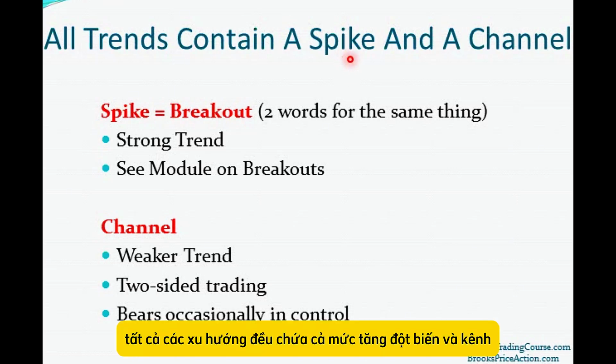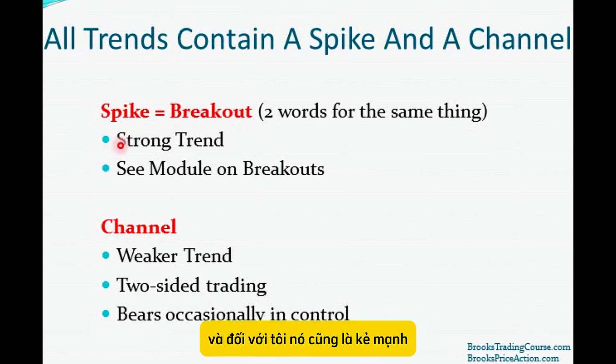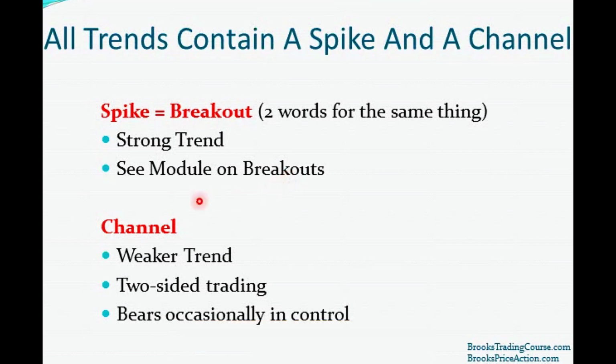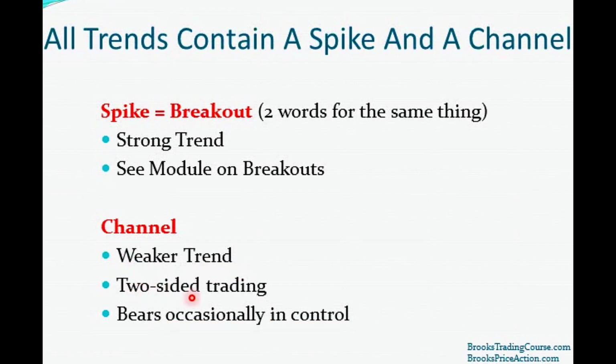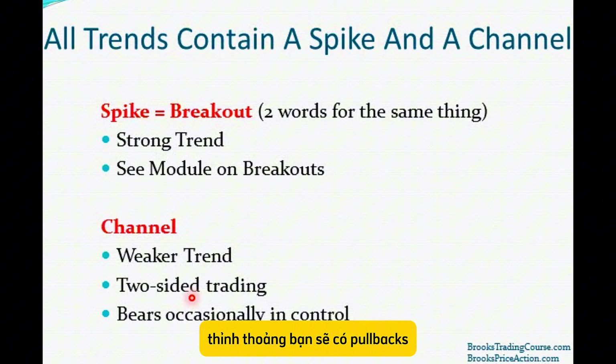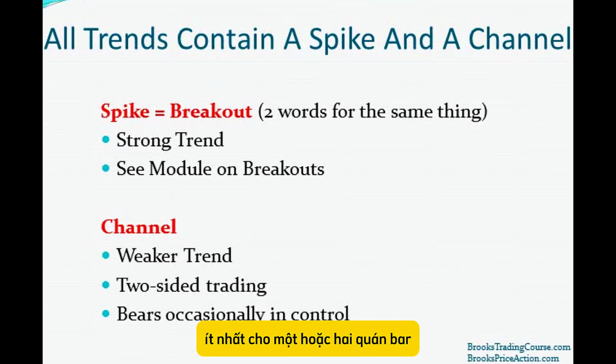All trends contain both a spike and a channel. The spike is the breakout. The two words mean exactly the same thing. And it also is, to me, a strong trend. You can see the module on breakouts and also the modules on trading breakouts. A channel is a weaker phase of the trend, and there's some two-sided trading going on. There are some pullbacks. For example, if you have a bull trend, you'll occasionally have pullbacks, and during the pullbacks the bears will be in control at least for a bar or two.